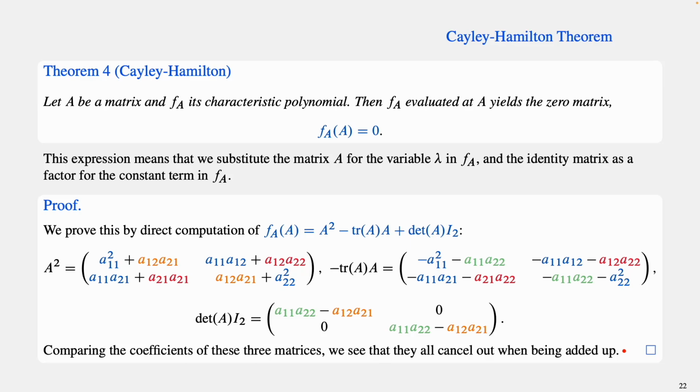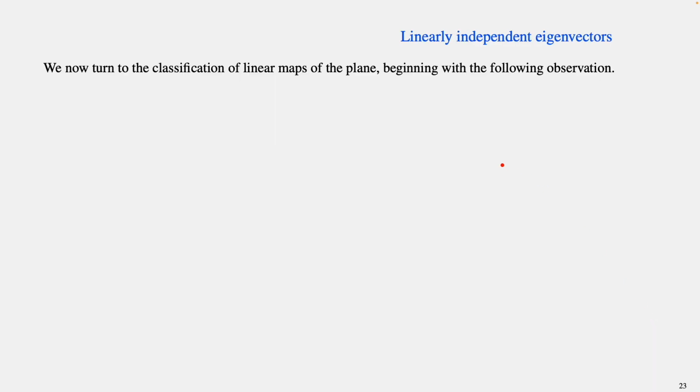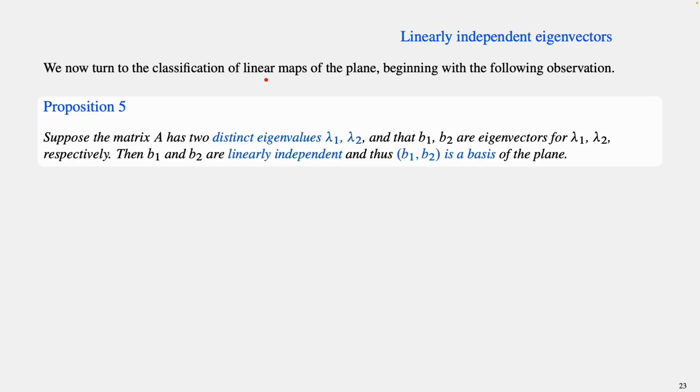You can imagine that something like that is much harder to prove in higher dimensions, where the theorem also holds. Here in dimension 2 we can do it with a simple, if tedious, computation, but in higher dimensions the proof is actually quite tricky and requires a bit of theoretical reasoning. Now we turn to classifying linear maps, or at least try to classify linear maps via their eigenvalues. And we begin with the following observation.